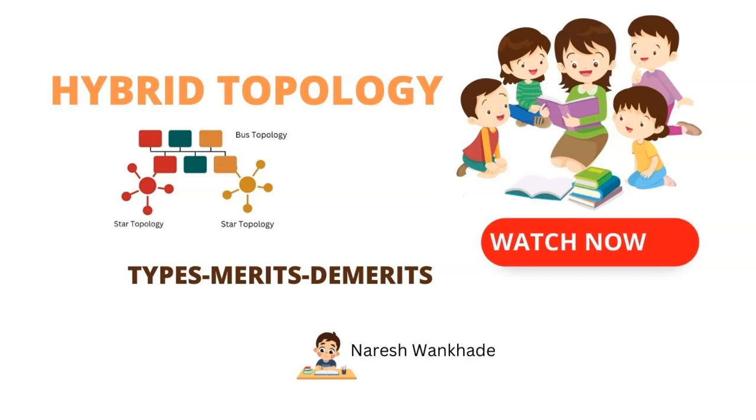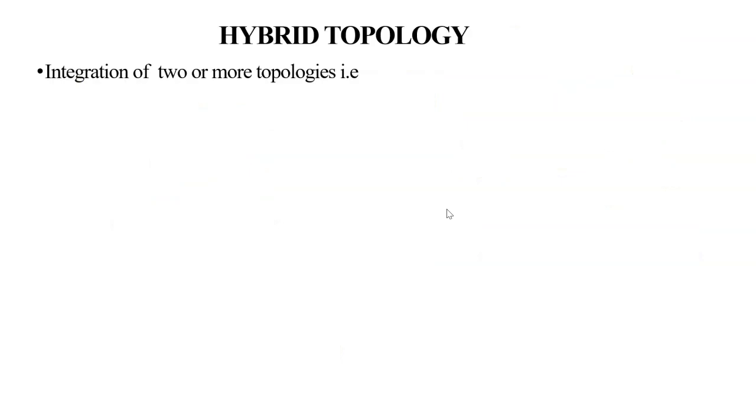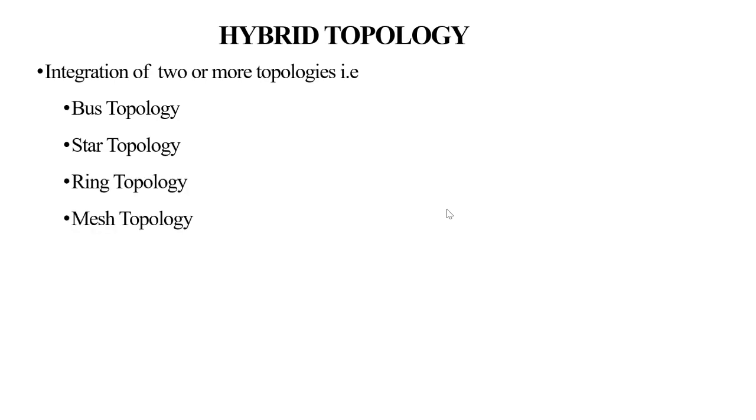Hello friends, in this video lecture we will see hybrid topology, types of hybrid topology, its merits and demerits. Here what is hybrid topology? Hybrid topology is basically integration of two or more topologies. And what type of topologies have we seen earlier? Bus topology, star topology, ring topology, mesh topology and tree topology.